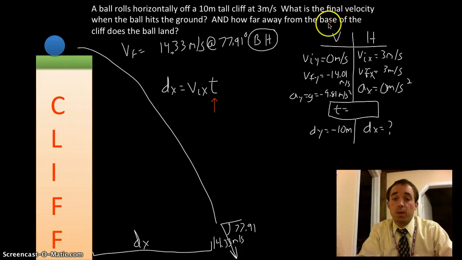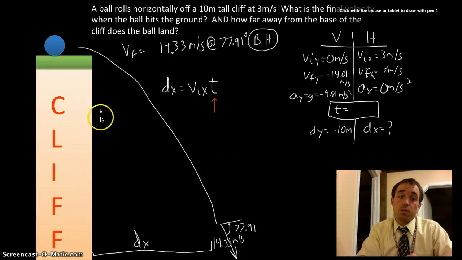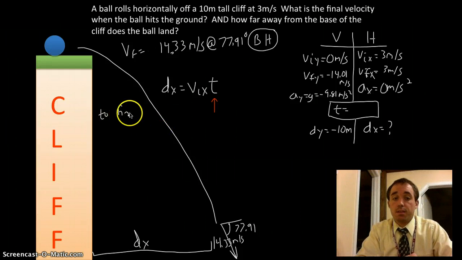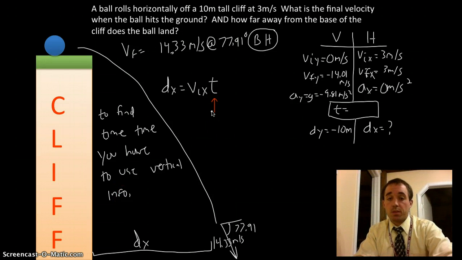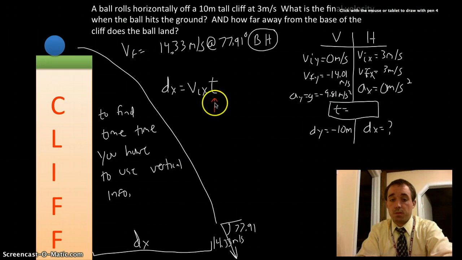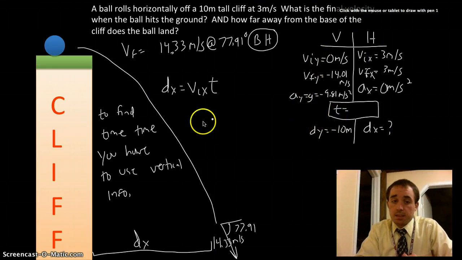Well, again, we have to go back to the vertical piece. This is always true: to find the time, you have to use vertical information. Have to use the vertical stuff that we know, the vertical info. All right, so how do we do it? Well, to find our vertical information, we have VI, A, D, and T.